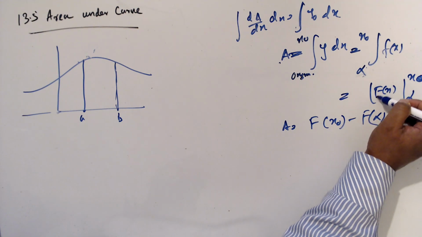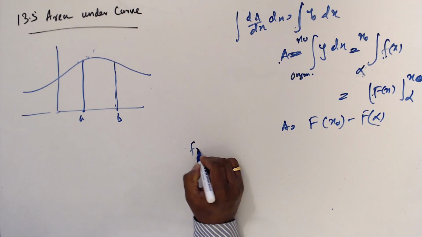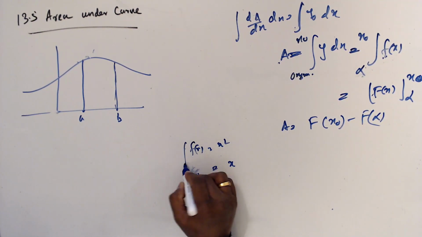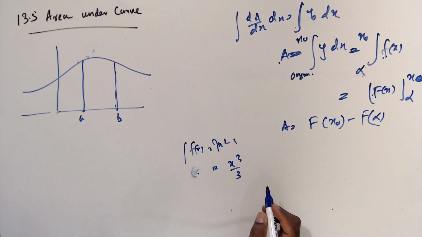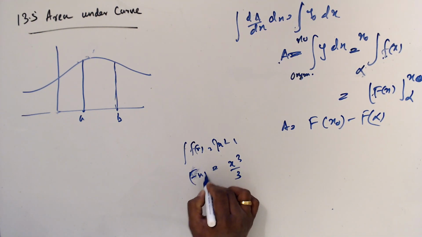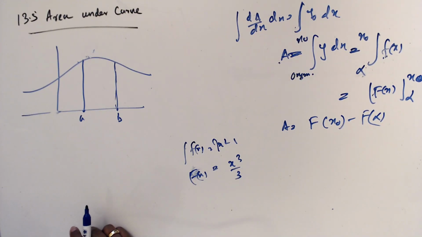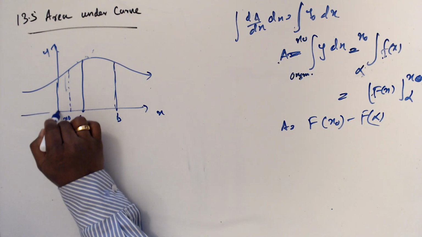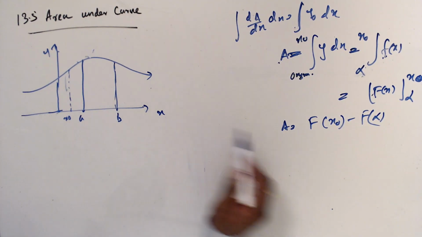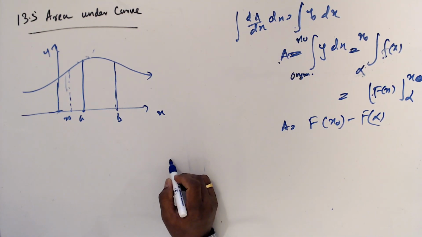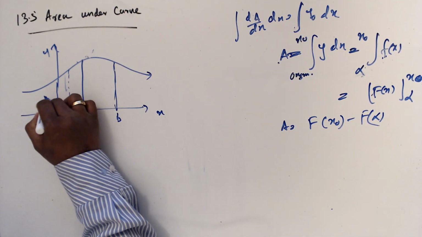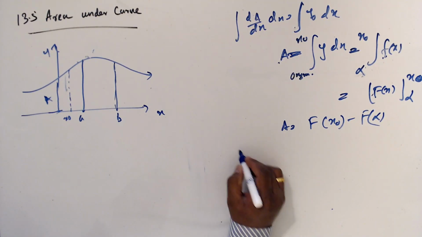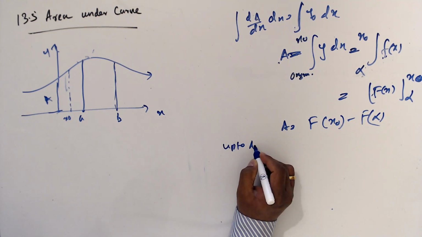Assume that this is f(x), and I will explain a bit. So assume f(x) is x square. Then when you integrate this one, you will get x cubed over 3. So that is a different function, so I will take that as F(x). Now this one we found out up to x naught. So this A is up to x naught. Assume that you want to find up to A, simply.